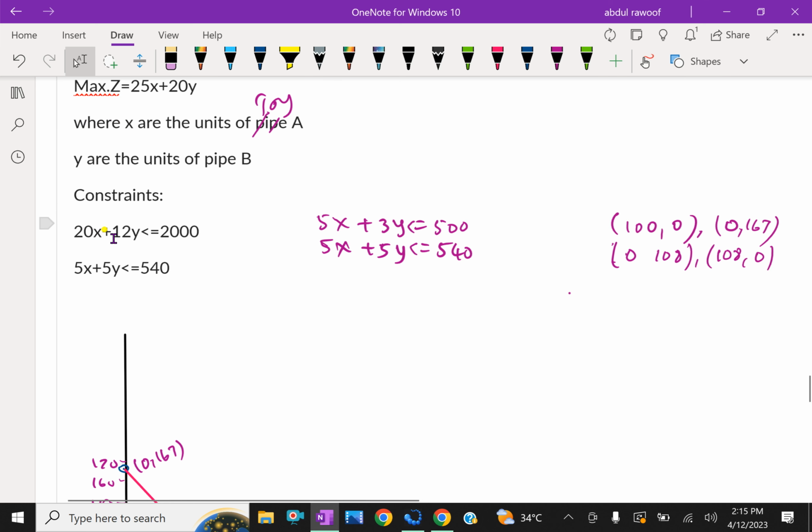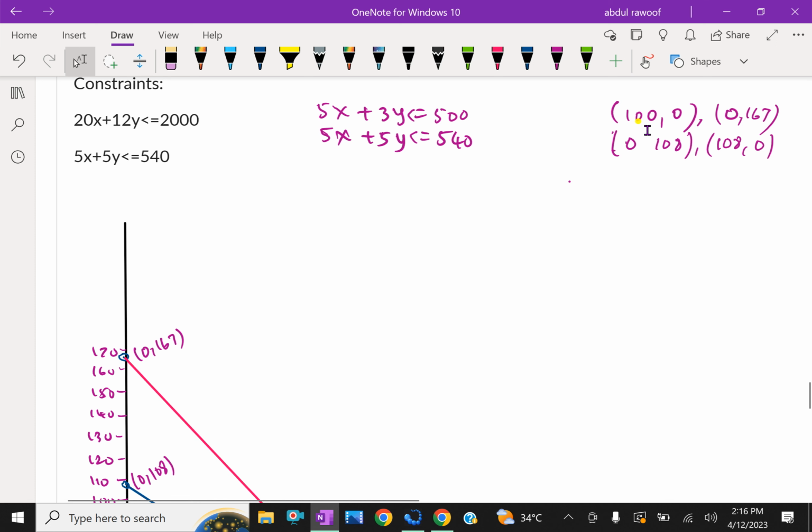Now the first equation, 20x plus 12y equal to 2000, we are dividing by 4, we get 5x plus 3y equal to 500. Second equation as it is, 5x plus 5y equal to 540. So put y equal to 0, x will be 100, that is 5x equal to 500, x equal to 100. And put x equal to 0, y equals 500 by 3, which gives 0 and 167, that is 500 divided by 3 approximately. Here second equation, put x equal to 0, 5y equal to 540, y equal to 108. Put y equal to 0, 5x equal to 540, x equal to 108. Now we are having these points for two equations.